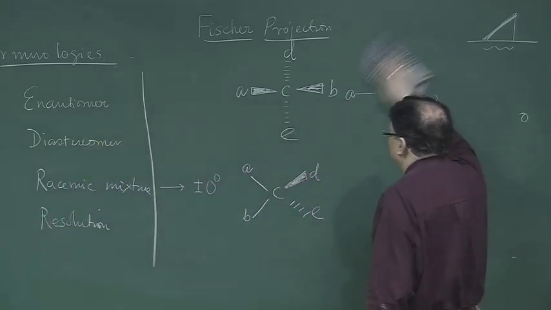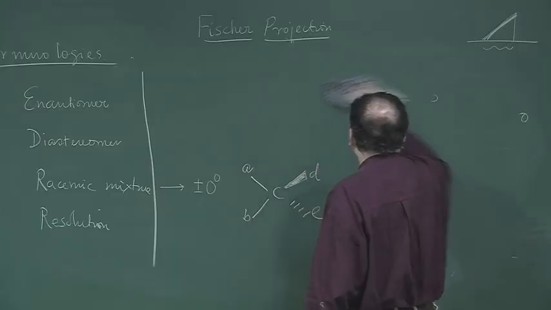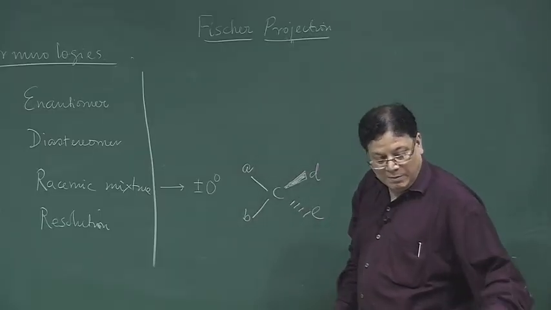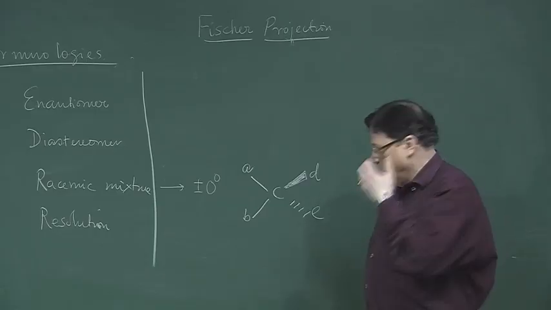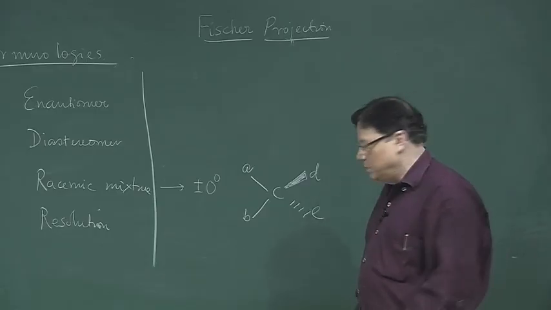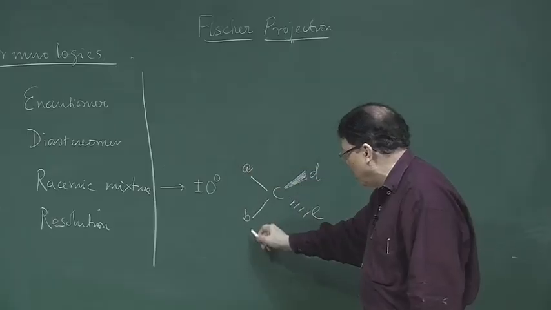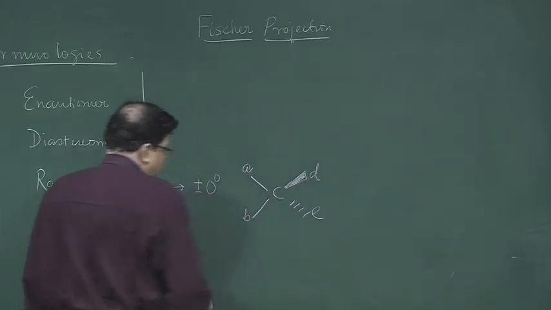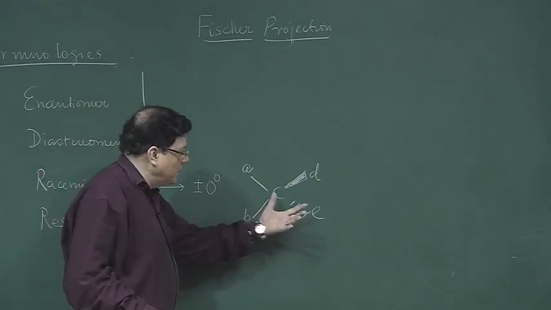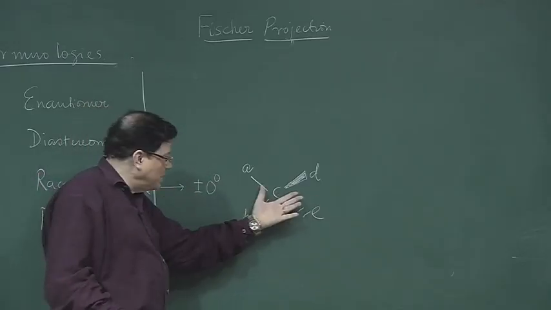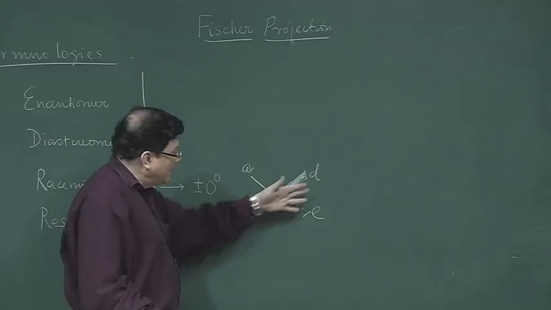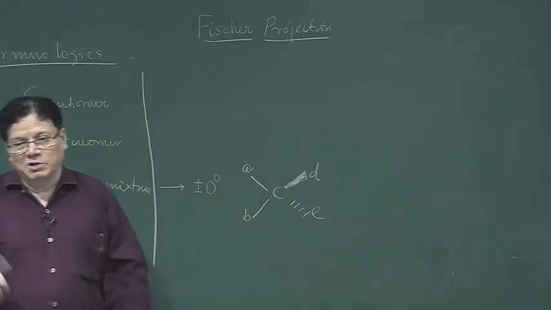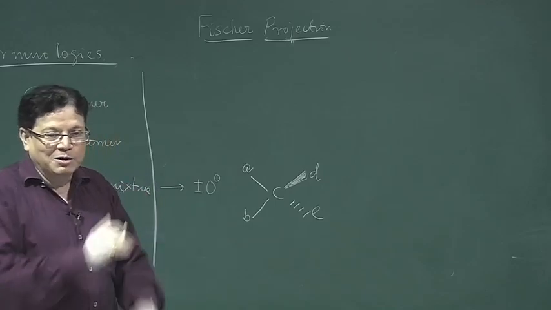It all depends on the visualization concept that you have, three-dimensional visualization, but I can give you some simpler way to solve this type of problem. So, the problem is to draw the Fischer projection formula of this molecule. What I suggest is that one option is you rotate the molecule in such a way that it looks like what it is just before drawing the Fischer projection. So, you have to turn the molecule.